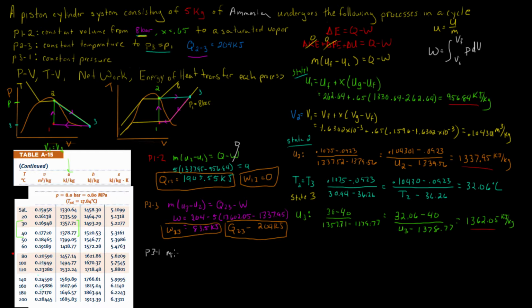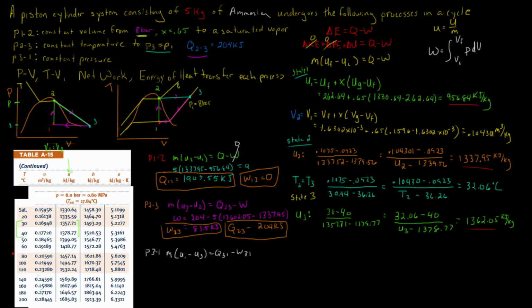And we're going to have our mass. We end at 1, so we're going to have U1 minus U3 is equal to Q31 minus W31. Now, for this problem, we're not given any information about what this Q is or what this W is. So we need to look at it a different way. We're going to need to solve this integral to find out what our work is.